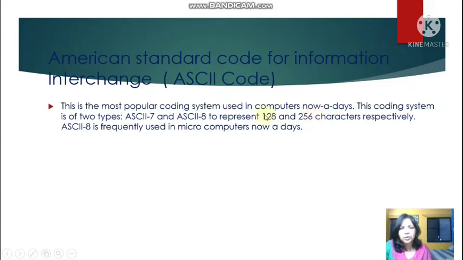I hope you have understood how we work out the number of characters. 7 bits means 2 to the power 7, which becomes 128. 8 bits means 2 to the power 8, which becomes 256 characters. And the more frequently used of these two is ASCII 8, which is frequently used in microcomputers nowadays.